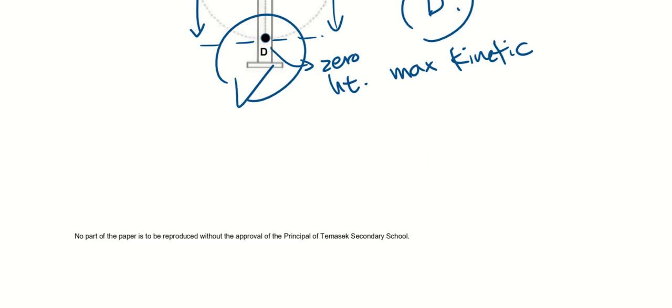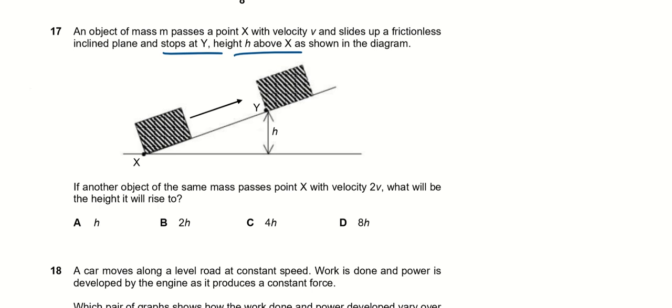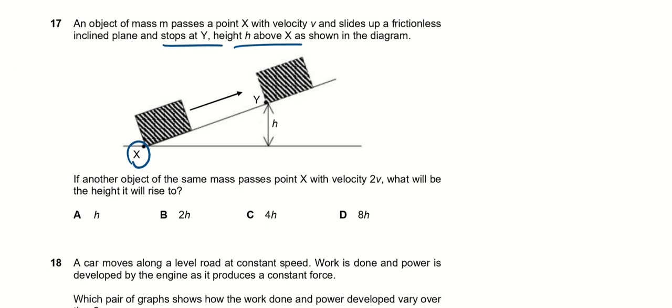Question 17. An object of mass m passes a point x with velocity v and slides up a frictionless inclined plane and stops at y, with height above x as shown in the diagram. Initially at x, what kind of energy does it have? It will have energy in the kinetic store. At y, because it stopped, it only has energy in the gravitational potential store. Now if another object of the same mass passes point x with velocity 2v, what will be the height that it will rise to?